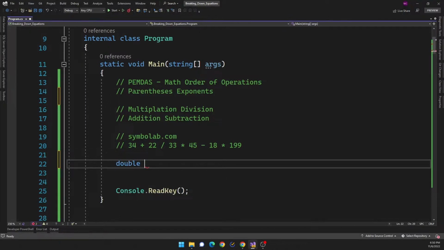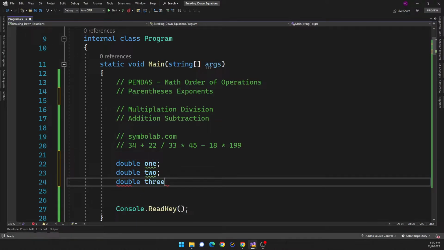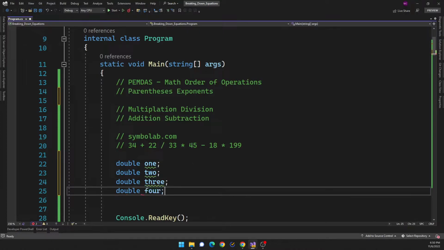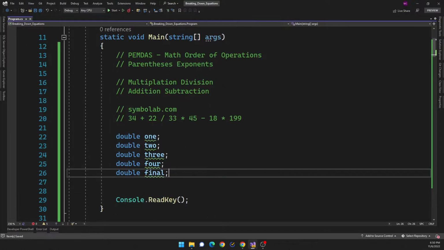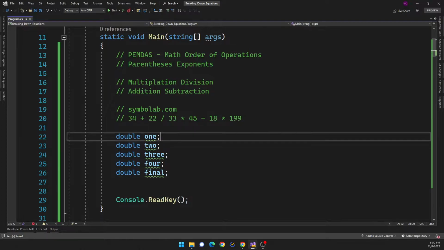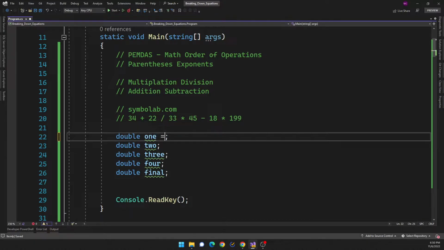So I'm going to start off just declaring these: double 1, double 2, and so on, down to double final. All right, so now I have one for each set of operations I'll perform, and I'll break it down for you. We know my first operation, thanks to PEMDAS, is between 22 and 33. I'm going to come down here and just put that equation in.